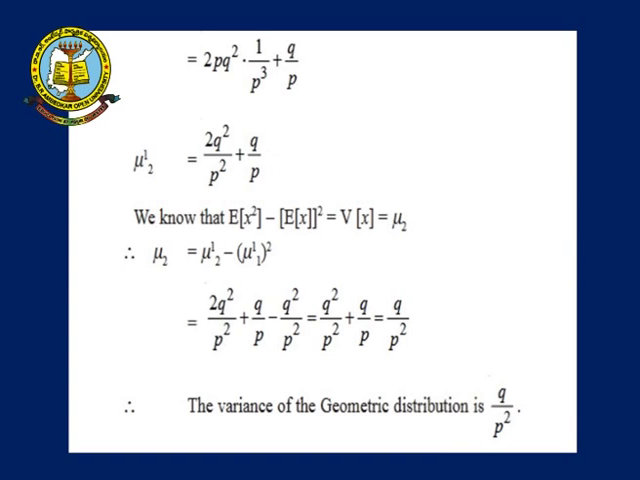What is the mu2 formula? We know the mu1 formula, mu1 minus mu1 dash is equal to 0. So here, mu2 dash minus mu1 dash whole square is equal to, this is a basic fundamental formula. I am writing here 2q² plus q by p minus q² by p² is equal to, the simplification I am doing here, q² plus q by p. After LCM, the value remaining is q by p². The variance of the geometric distribution is q by p².